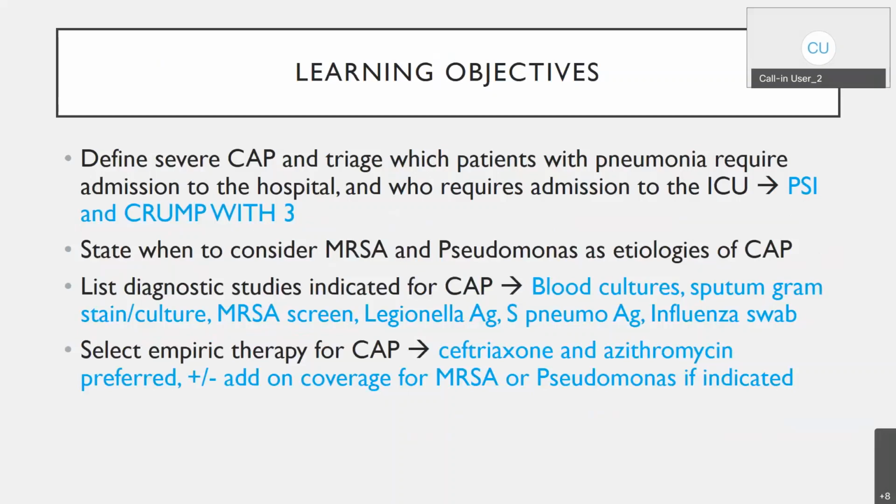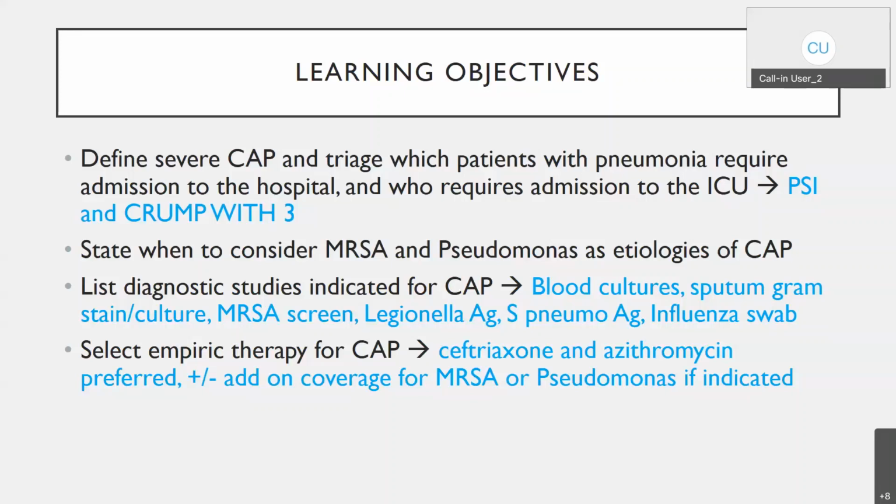To go back to our learning objectives, we defined severe community-acquired pneumonia and triaged which patients require admission using the PSI, and determined the severity of pneumonia and whether to admit to the ICU based on the severity criteria. We talked about when to consider MRSA and Pseudomonas as etiologies of CAP. And the diagnostic studies that are indicated for CAP would be sputum cultures and gram stain, the MRSA nasal screen, blood cultures, Legionella antigen, strep pneumo antigen, and the flu swab.